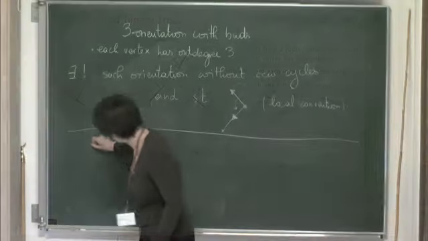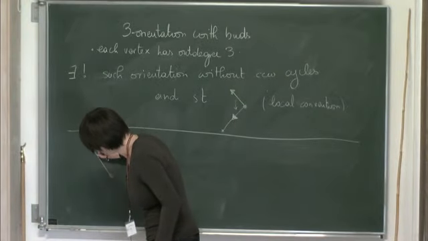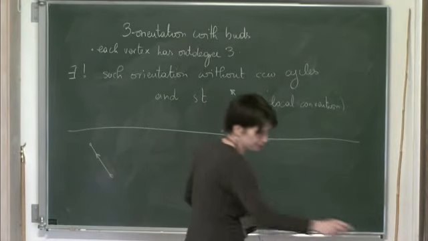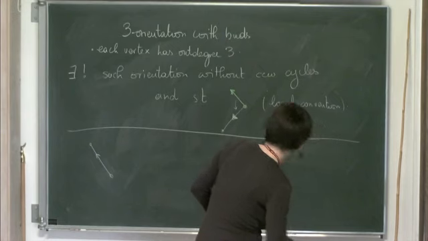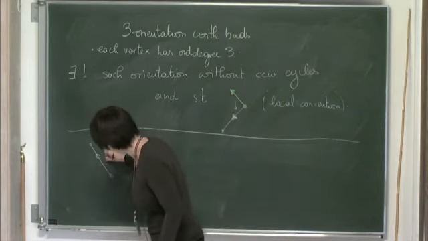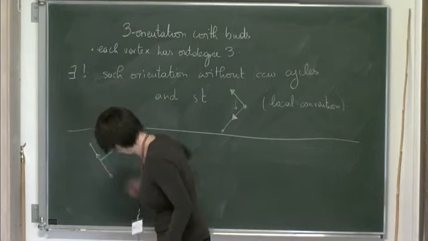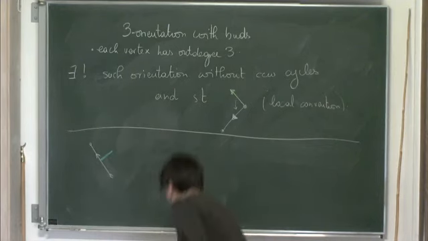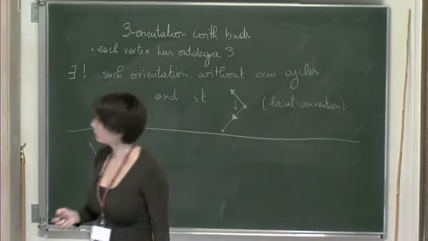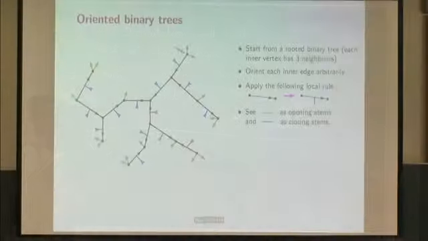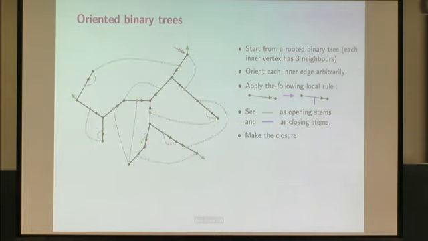So I have a binary tree. Each edge is oriented, and I add a blue edge here. Okay. So now I can transform all the green edges into opening stems and all the blue edges into closing stems. Okay. And I make the closure of this tree.